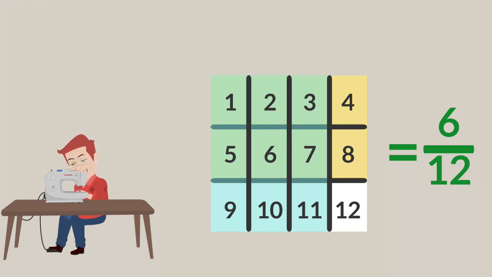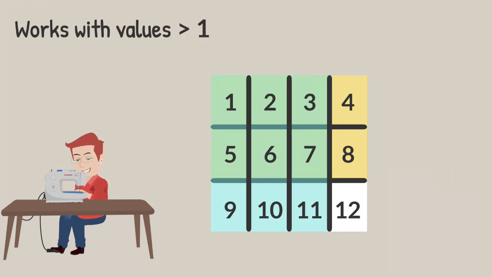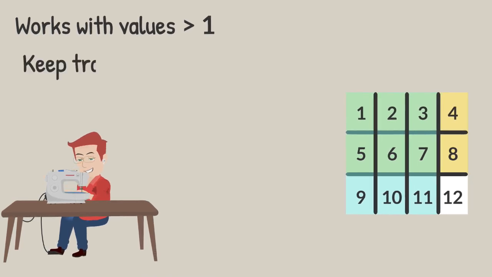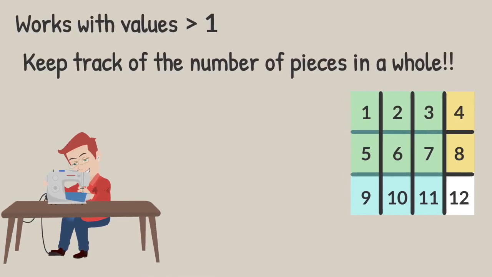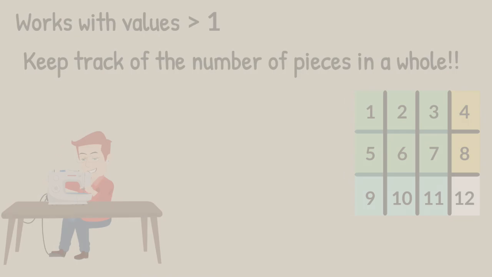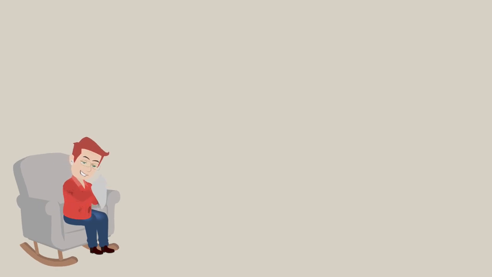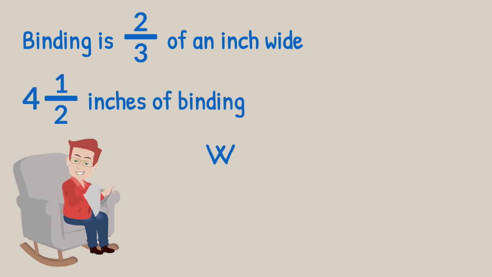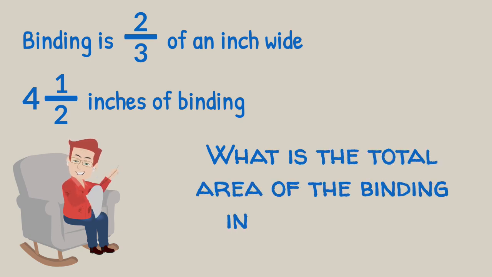The model also works with values greater than 1, though it is critical to keep track of how many pieces make up one whole, as the product may be larger than 1. Max put binding around the outside edge of the quilt, which is made of pieces 2/3 of an inch wide. One section of the quilt needs 4 1/2 inches of material for binding. What is the total area of binding in this section?